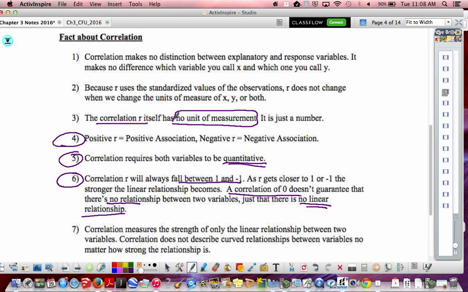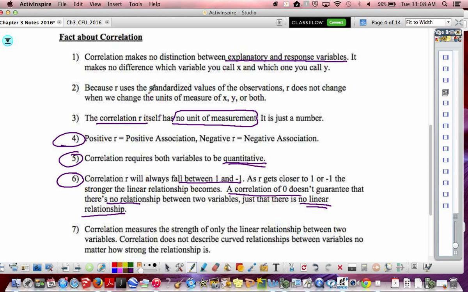Here's kind of a cool thing that we'll show you in a little bit. Correlation makes absolutely no distinction between the explanatory and response variable. So if you flip them around, you'll still get the same correlation coefficient. It does impact other things if you flip them around, but the correlation coefficient doesn't change.